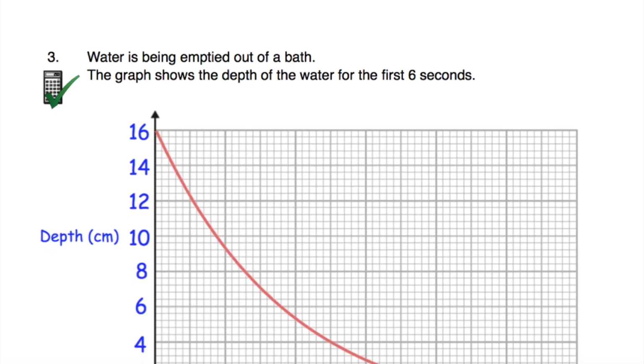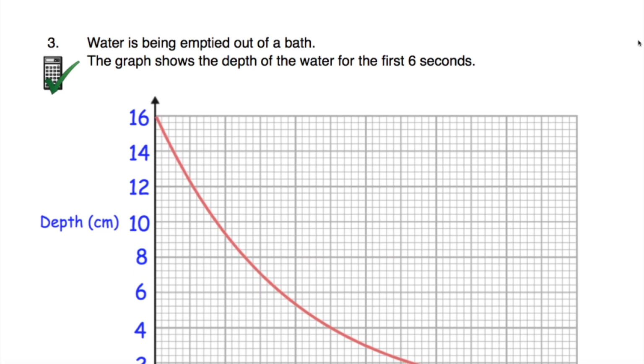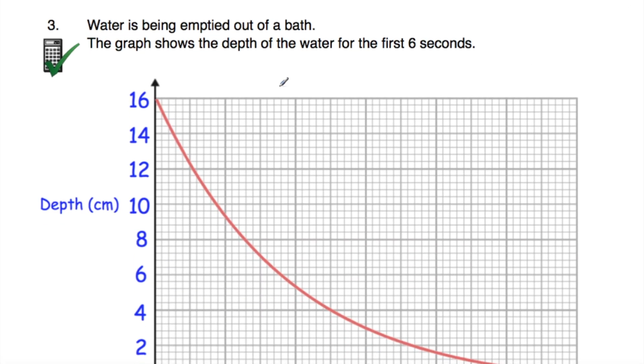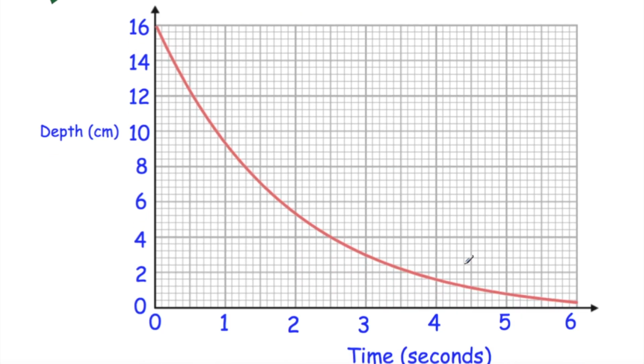Okay, let's have a look at our next question, question number 3. We've been told the water's been emptied out of a bath, and the graph shows the depth of water for the first 6 seconds. So at the beginning it's got a depth of 16 centimeters, and by the time it gets to 6 seconds, the depth is quite low there. It's not empty, but it's very low, it's just above 0.